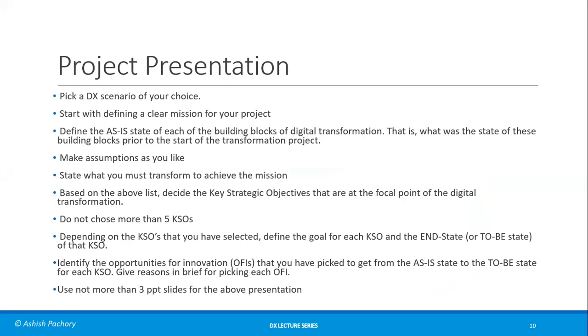Then start with defining a clear mission for your project, as we discussed. Define the as is state. What was the state of the enterprise or unit or institution or college, school, startup, or whatever you choose before the digital transformation? That is, what was the state of these building blocks prior to the start of the transformation project? That is the third bullet. Then make assumptions. You can make any assumptions, but just mention those assumptions, it would be good. So it is up to you what you state.